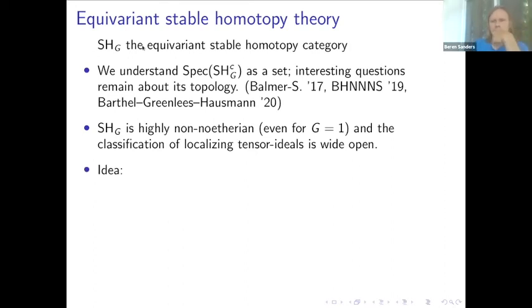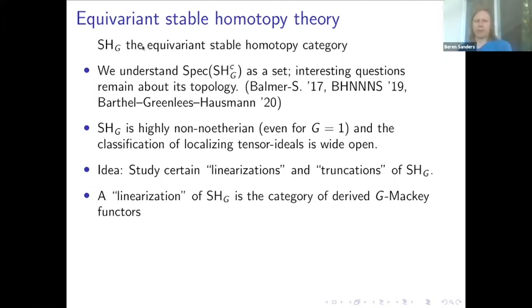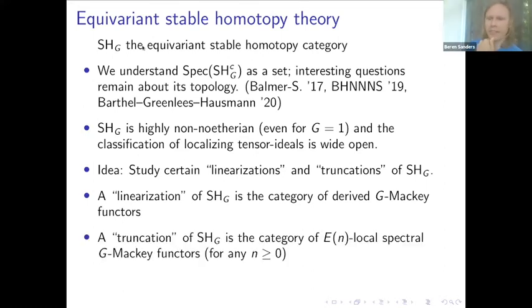So with that in mind, to gain some deeper understanding of the stable homotopy category and the G equivariant stable homotopy category, we might study certain linearizations and truncations of this highly non-Noetherian big category. For example, a linearization of the G equivariant stable homotopy category would be the category of derived Mackey functors that I believe Irakli spoke about. And a truncation of SHG would be, for example, the category of En local spectral Mackey functors.